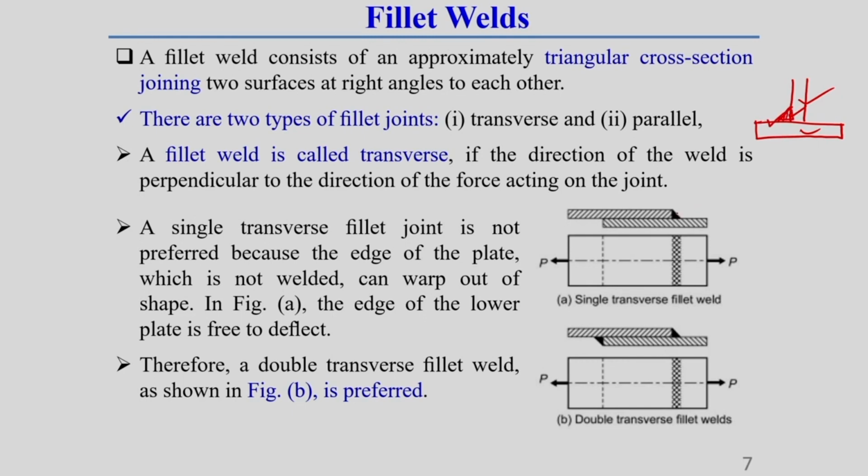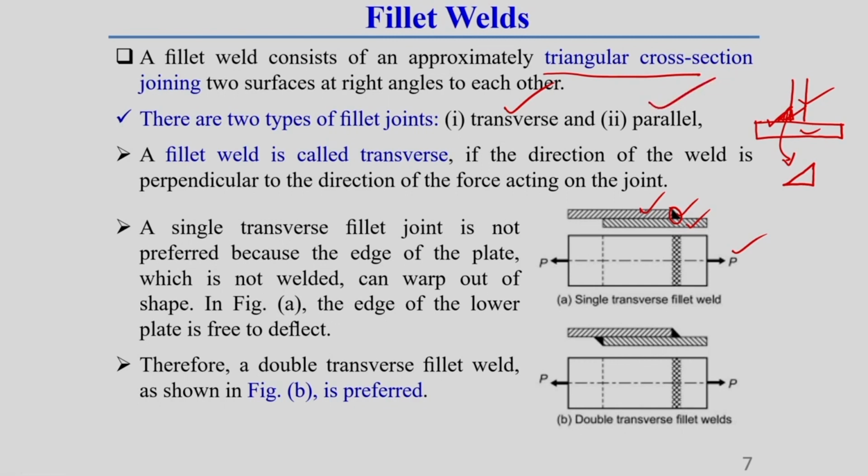Here you can see, in this case also, I have shown this is one plate, this is another plate. Here you see at this edge I have done a fillet welding whose shape is triangle in nature. So, you should keep these things in mind. A fillet weld consists of an approximately triangular cross section. So, this weld cross section, if you see, its shape is generally triangle in nature. Okay. Now, depending upon the type of load acting on the structure, this fillet weld can be categorized into two different categories. One is called transverse fillet joint, another one is called parallel fillet joint.